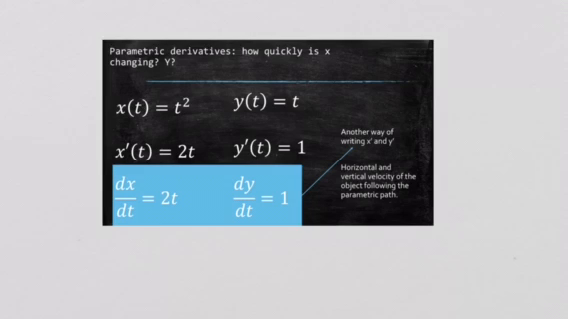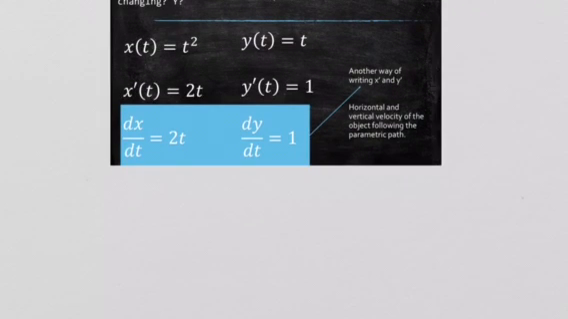So here they are. We have 2t. The derivative of t squared is 2t by the power rule, because we multiply by 2, and then we subtract 1 from 2, so it gives us 2t to the first. The derivative of 1t is just 1. So we say x prime of t is 2t, and y prime of t is 1. Another way of writing this is dx/dt and dy/dt.